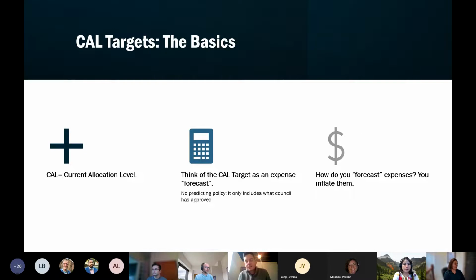So Cal targets, at a very simple level. Cal stands for current allocation level. It's basically an expense forecast. What we're trying to do is take current ongoing council approved expenditures and inflate them for the next year. It's basically a combination of the inflation forecast and then current ongoing council approved general fund discretionary expenditures. And so that's the very top level.